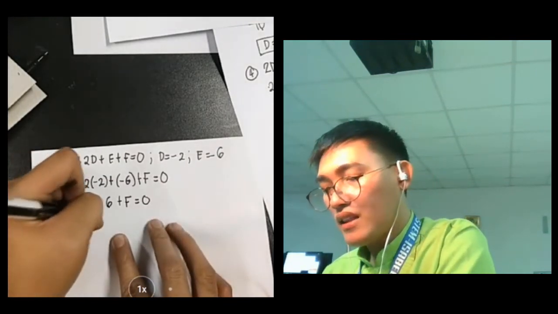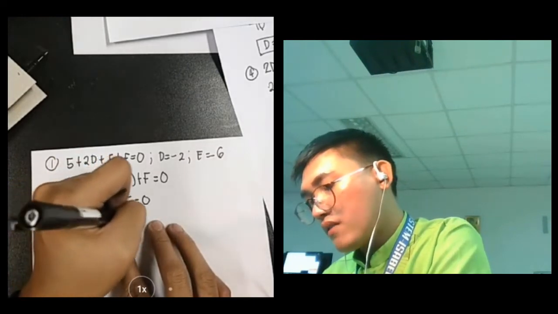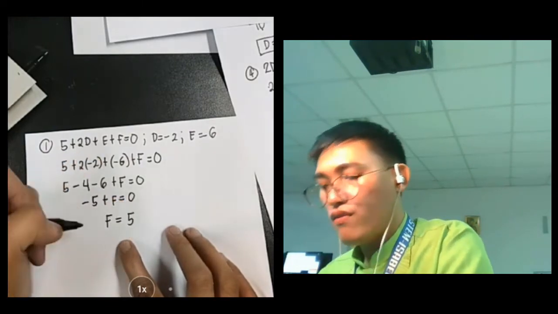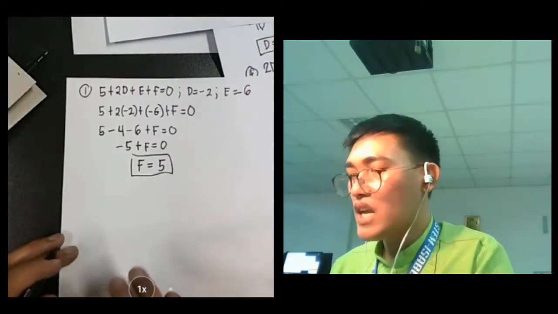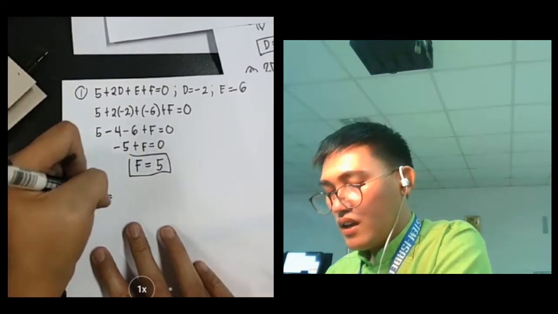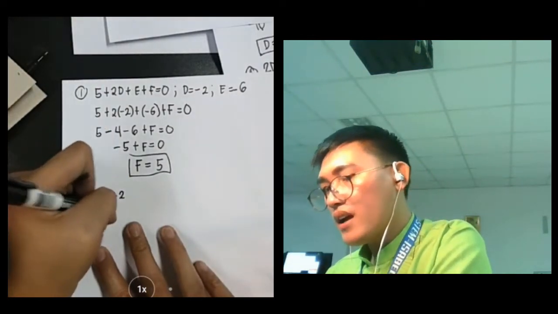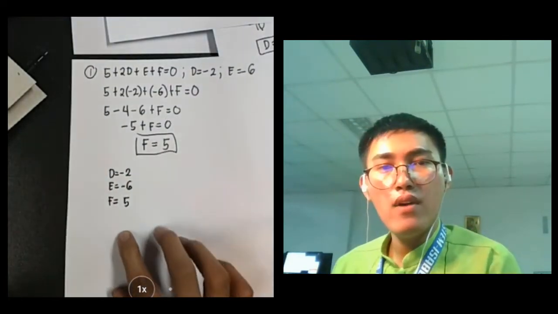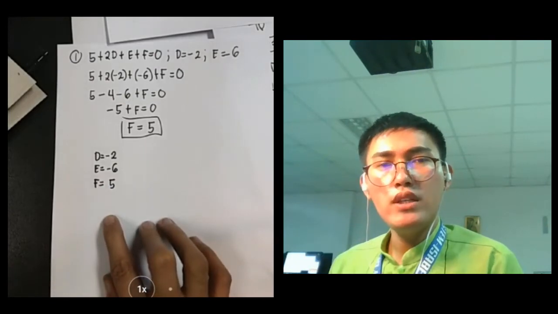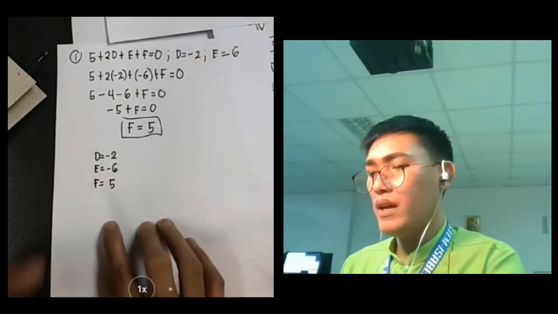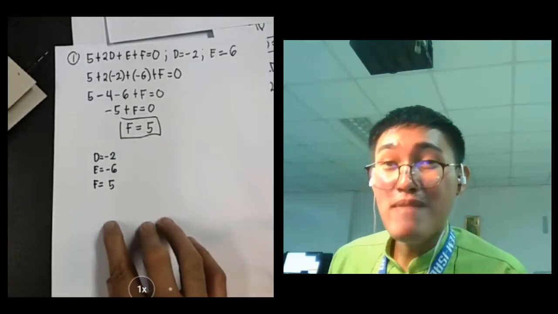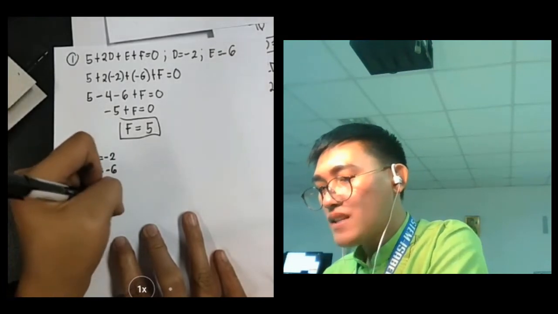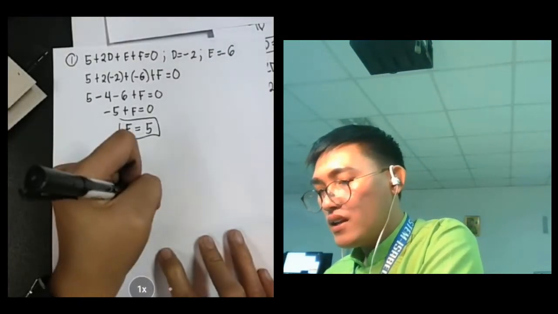Alright, so we have now three values. D, -2, E, -6, and F, +5. But the question is, write the general form, but we do not have yet the general form. Let's go back to the general equation of a circle, which is x squared plus y squared plus dx plus ey plus f is equal to 0. Substitute all these given values and we will be able to get the general form.